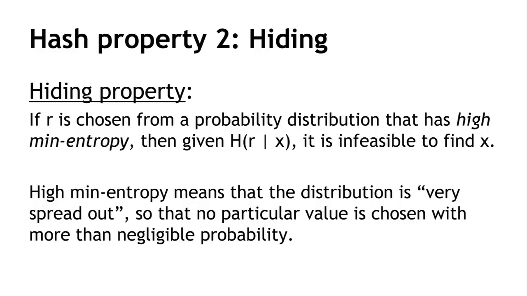And what does high min entropy mean? It captures this intuitive idea that r is chosen from a distribution that's really spread out. Specifically, there's no particular value that r could have had that would occur with more than a negligible probability. For example, if r is chosen uniformly from among all of the strings that are 256 bits long, then any particular string was chosen with probability 1 in 2 to the 256, which is truly a negligible value. As long as r was chosen that way, then the hash of r concatenated with x is going to hide x. And that's the hiding property that the hash function will be deemed to have.